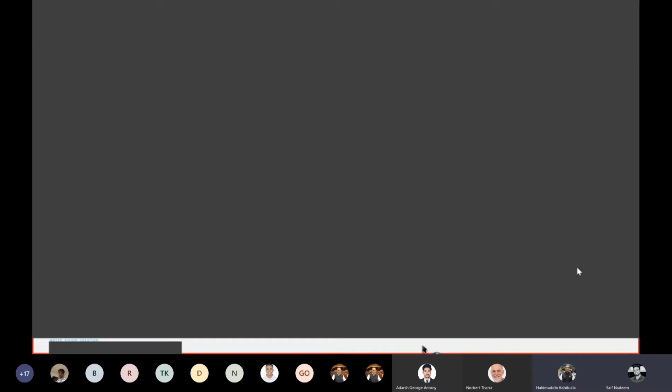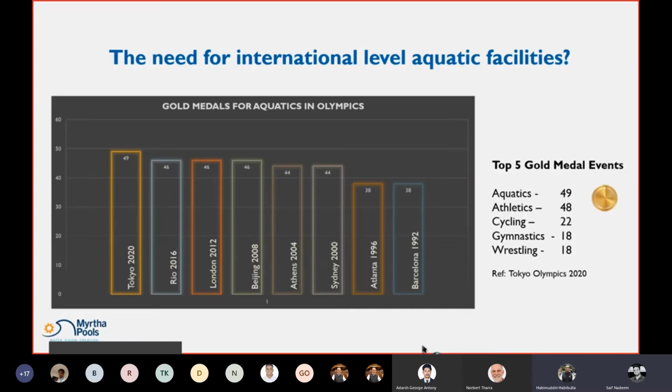In the context of what you are seeing in front of you, swimming today has 49 gold medals at stake at the Tokyo Olympic Games in aquatic sports, and that puts aquatic sports at the top as a gold medal winning sport. Aquatics is number one, followed by athletics, cycling, gymnastics, and wrestling, as you can see. Aquatics is a very important sport, and the government as well is very keen to see how things drastically change in the near future towards enabling India to be a stronger contender at bigger competitive events as well.